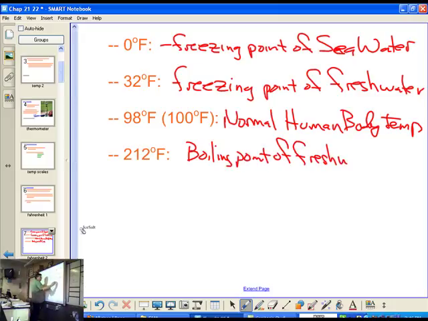Salt water actually boils at a little higher temperature on that. Okay, so this is Fahrenheit. Well, this was the temperature scale that was used first. This was the first widely used temperature scale, and it's kind of associated with the English system.